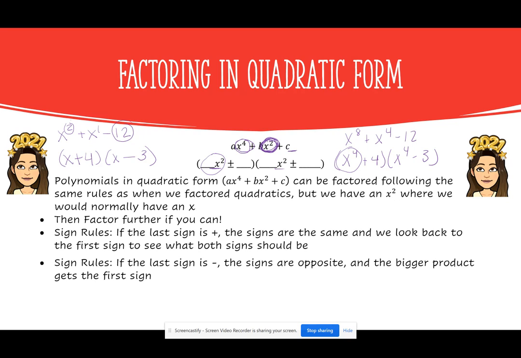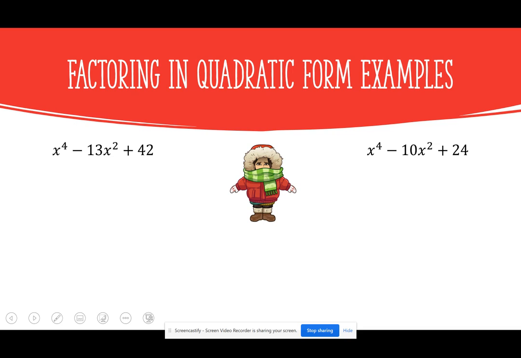So we're going to see examples of this, and if you can factor it further, you need to. For example, we have x to the fourth minus 13x squared plus 42. We already know x squared is going to go in both of these because that's the number that's here. We want two numbers that multiply to 42 and add to 13. That would be 7 and 6. Following our same sign rules, if the last sign is positive, they're both the same, and they're both whatever that first number is. Since 6 and 7 are not perfect squares, we don't have a difference of two squares, so we cannot factor this any further.